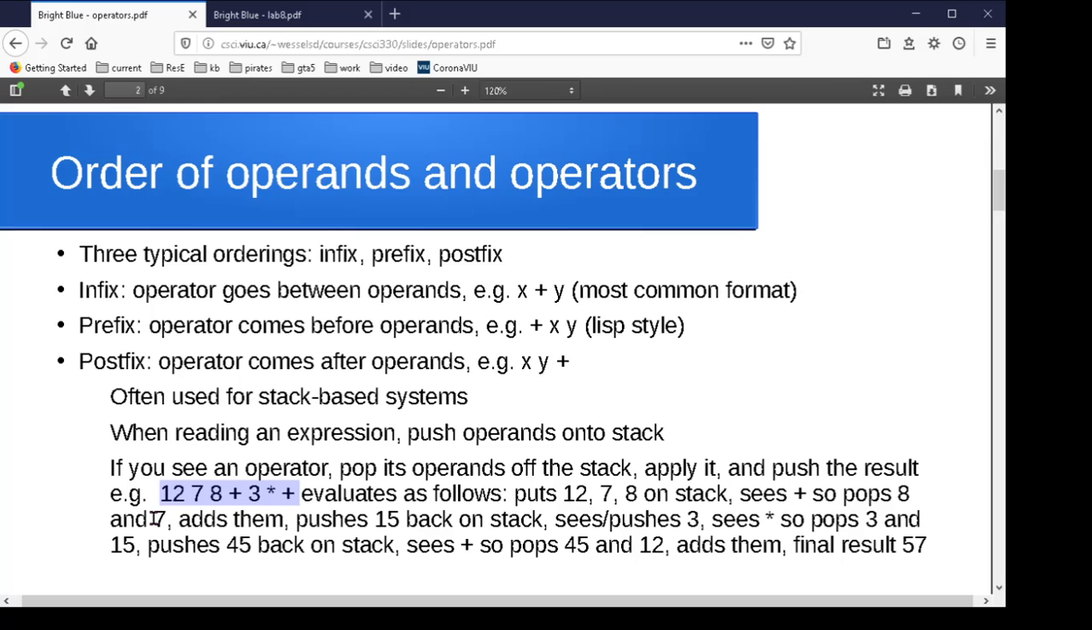So the idea is we go through left to right. And every time we see a value, we push it on the stack. So we push 12 on the stack, push 7 on the stack, push 8 on the stack. And then when we see an operator, we say, okay, now I'm supposed to do something.